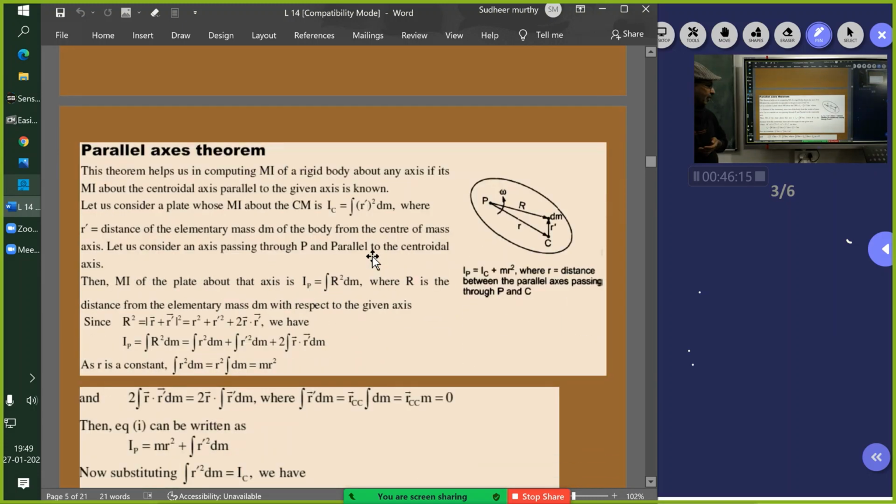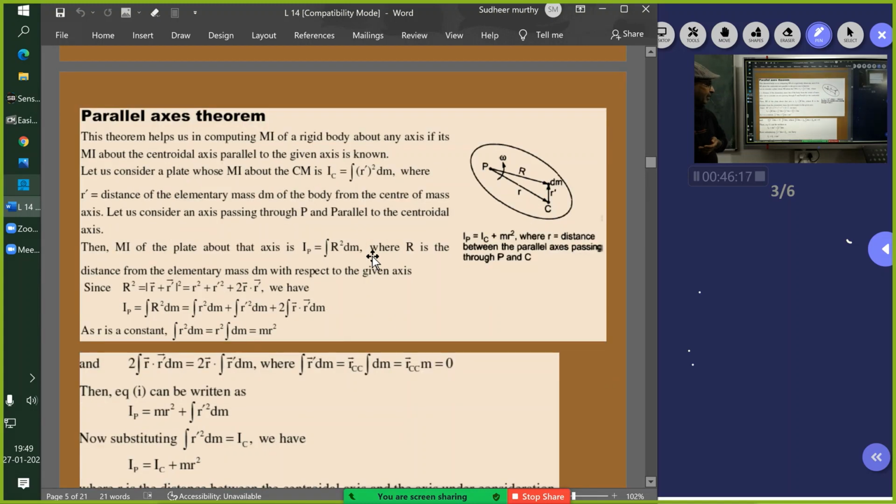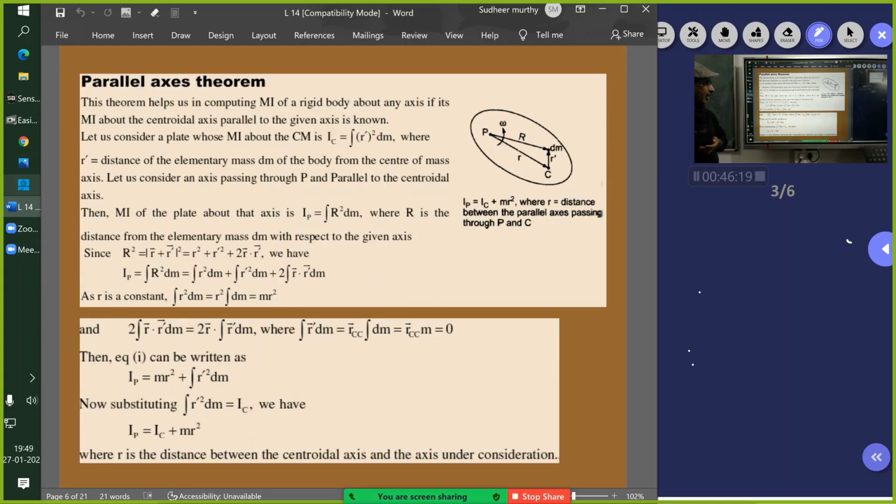So there goes the derivation, as you can see here. Anyway, I will explain this. Now, will you please follow me, all of you? Yes, sir. Right? Now, the parallel axis theorem. We are going to derive the parallel axis theorem. We are going to derive this formula.